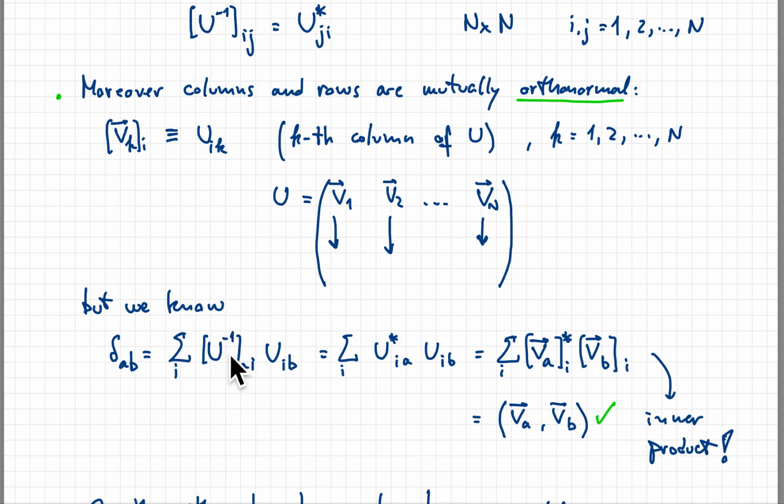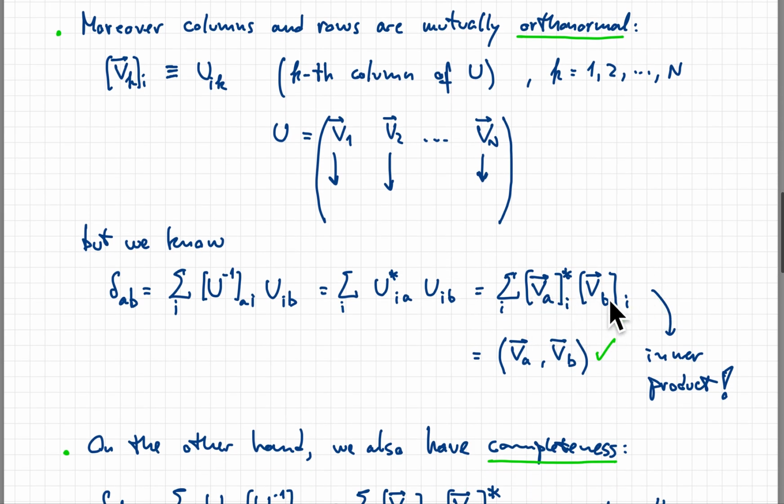So the sum over i of U inverse Ai, U_iB, but it turns out that we know that U inverse Ai is simply U star iA, and so we use the property of unitarity at that point, and that is precisely what we have up here for v sub B in this case and v sub A star in this case. So we can replace U_iA star as the Ath column of U elements of i, and the Bth column of U elements of i again. And for the sum over i, what we have here is an inner product of those two vectors, v_A with v sub B.